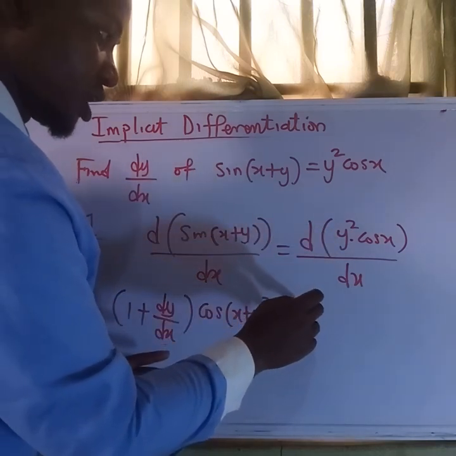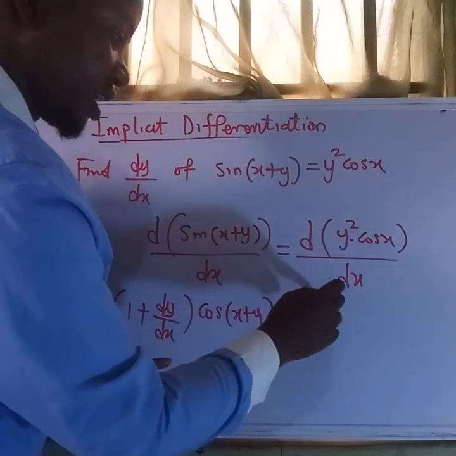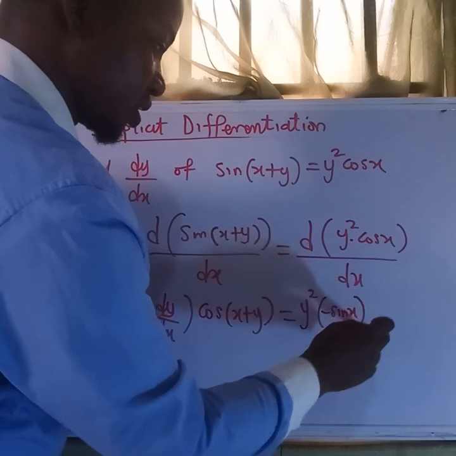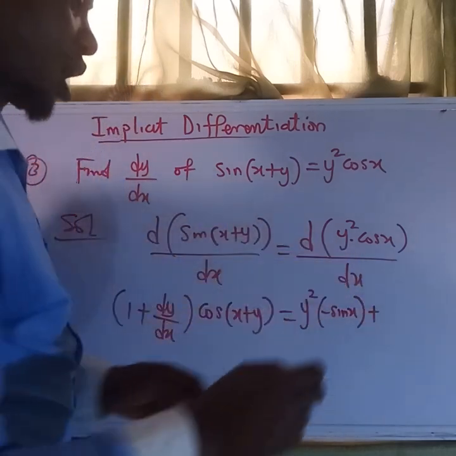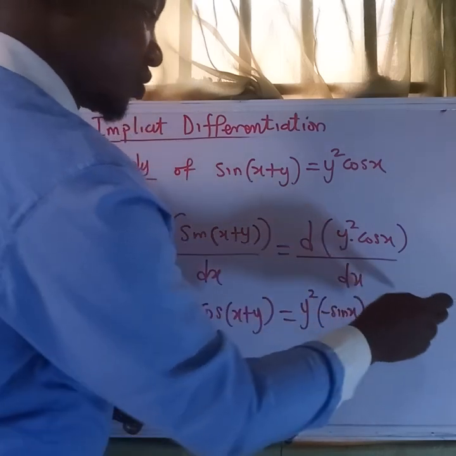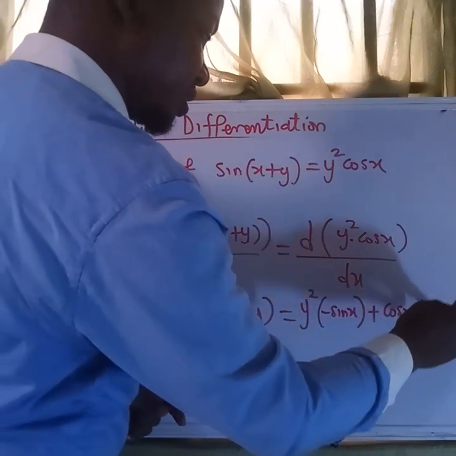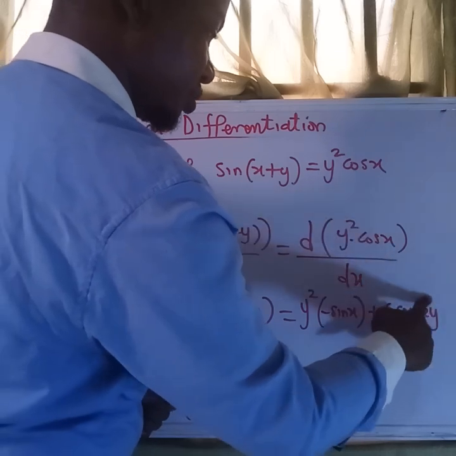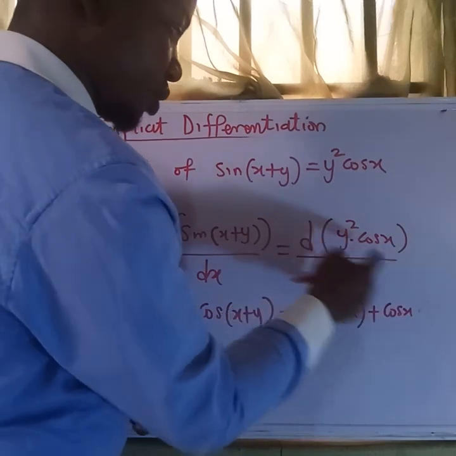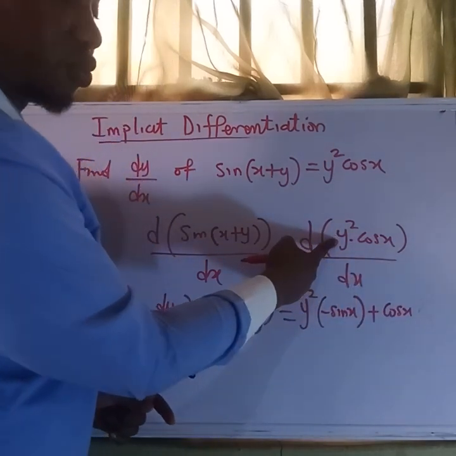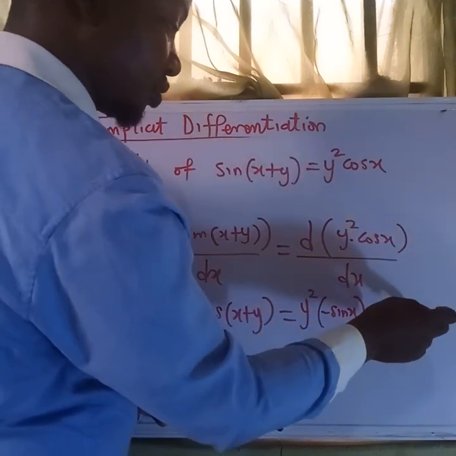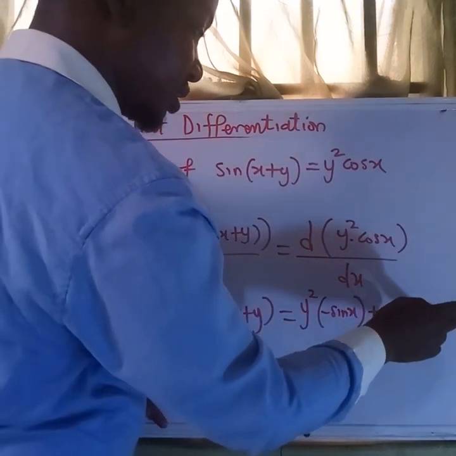So let's bring y squared first and differentiate cos. This will be minus sine x. Plus, now we keep cos and differentiate y squared, and of course this will be 2y, so 2y dy/dx. It is the 2y from the power rule, and then we multiply it with dy/dx using the chain rule, so we get that.